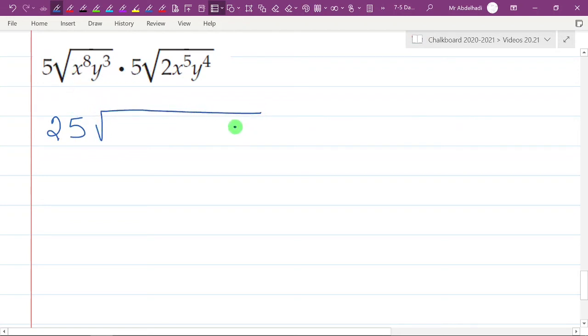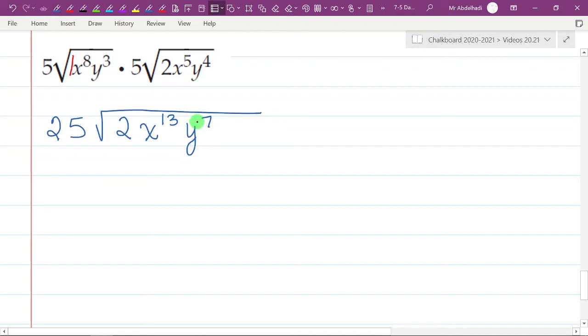And now let's see. You have this thing, x to the 8th, y to the 3rd, times 2x to the 5th, y to the 4th. There's no number here, so we can assume it's a 1. And 1 times 2 is 2. Then you have x to the 8th times x to the 5th, which is x to the 13th. And then you have y to the 3rd times y to the 4th. You add the powers, you get y to the 7th. Okay, so just like all the other ones, you just multiply.